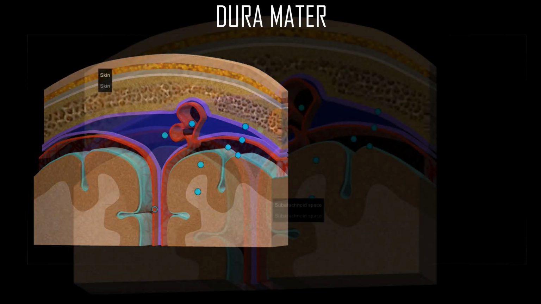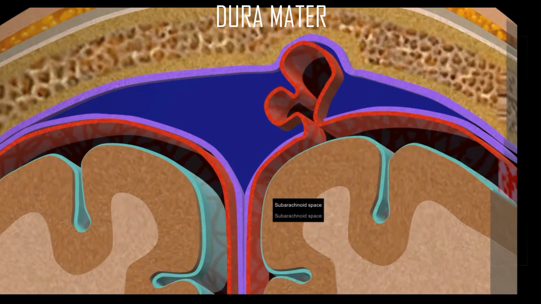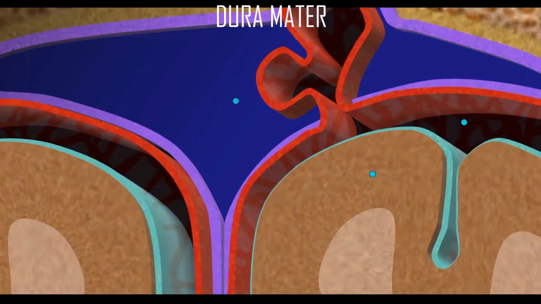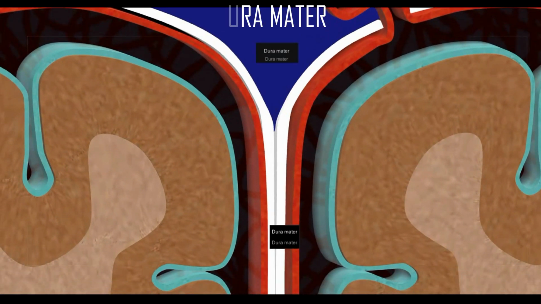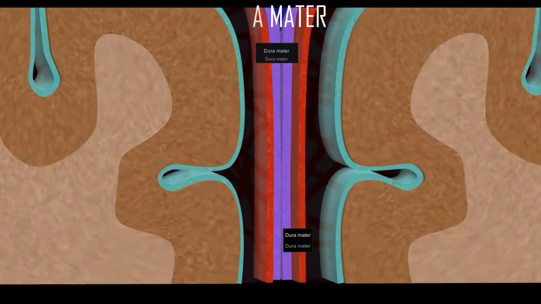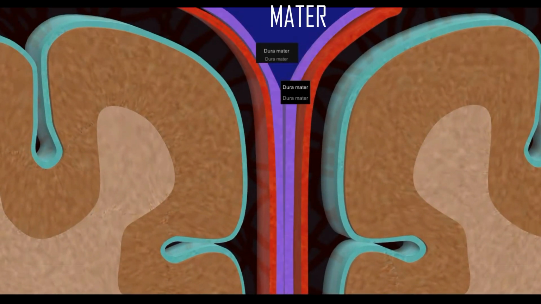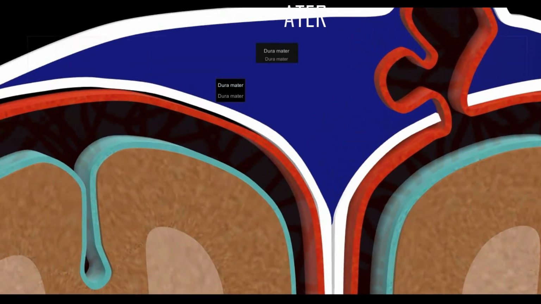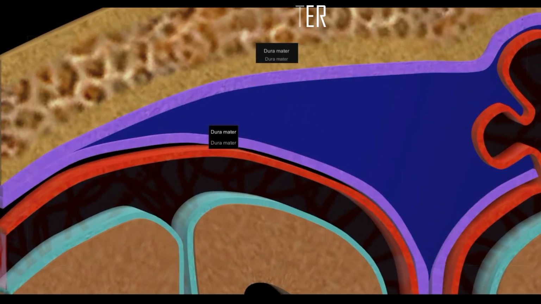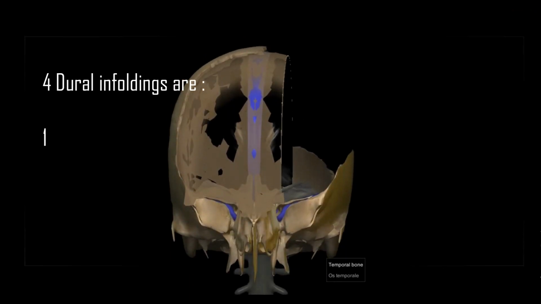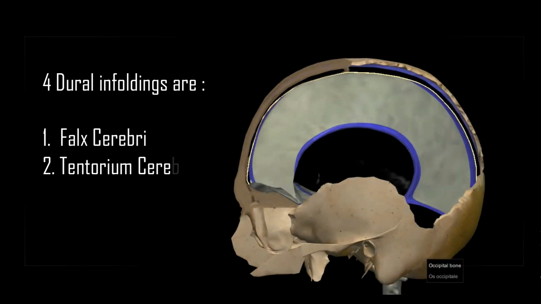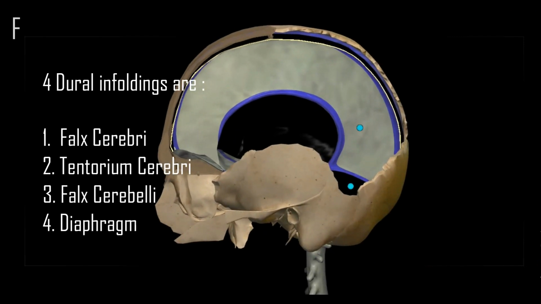The meningeal layer is continuous with the dura mater of the spinal cord. At certain places, the meningeal layer falls inwards, away from the endosteal layer, and creates a partition within the cranial cavity, which helps to hold the brain in place and lodge its different parts. The four dural infoldings are falx cerebri, tentorium cerebelli, falx cerebelli, and diaphragma sellae.